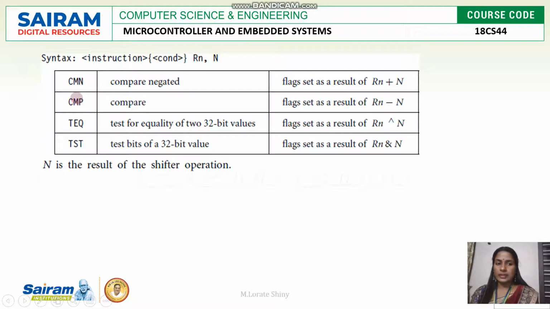There are four instructions: compare, compare negated, test, and test for equality. In compare we are doing Rn minus n. In compare negated, Rn plus n. In test, Rn logical AND n. In test for equality, we all know, to check equality we always do the XOR operation. So between Rn and n we are doing the XOR operation.